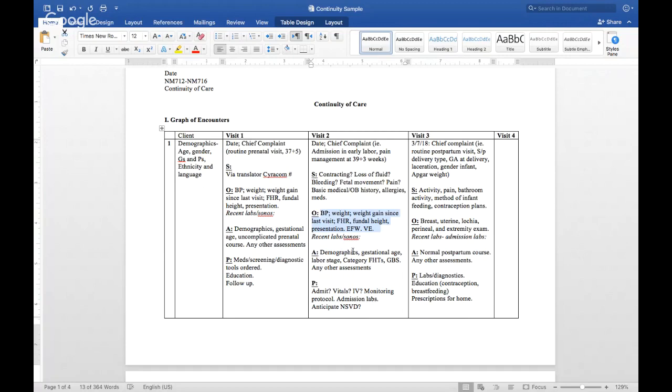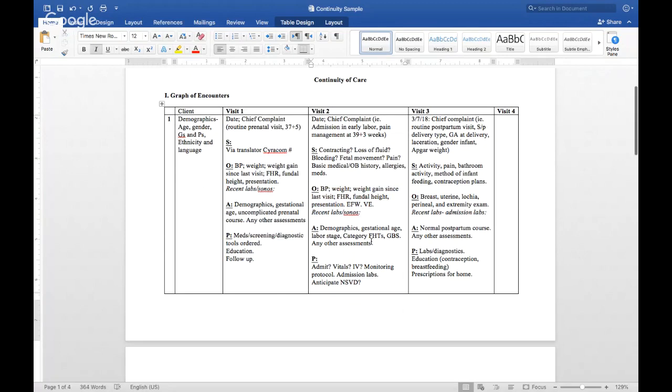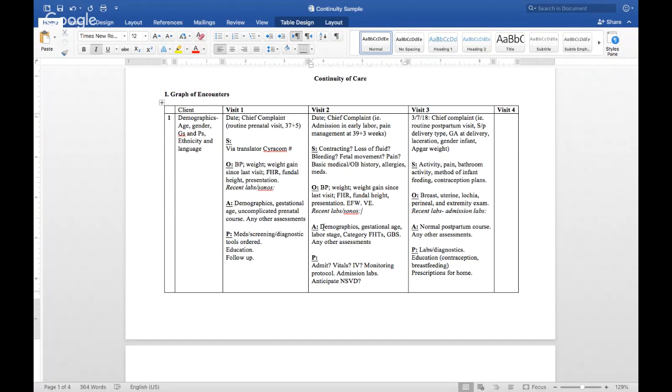And then any recent labs: is she GBS negative or positive? What's her H&H look like? What's her blood type? And then your assessment, the basic assessment is always, you can say late in labor, category 1, GBS positive, GBS negative, any other assessment. And then for your plan, are you admitting her? Are you sending her home? Are you ambulating her? Are you doing vitals on her? Whatever your plan is, that's what you're going to write there.